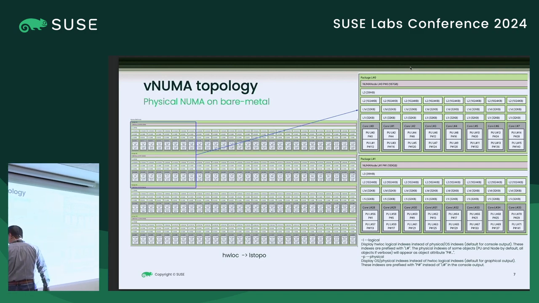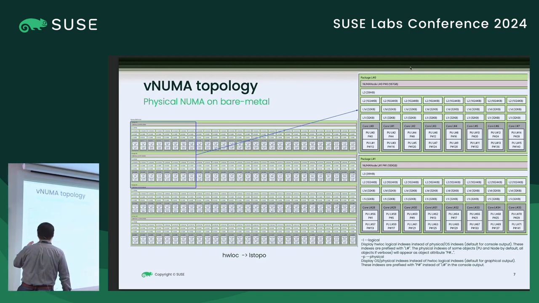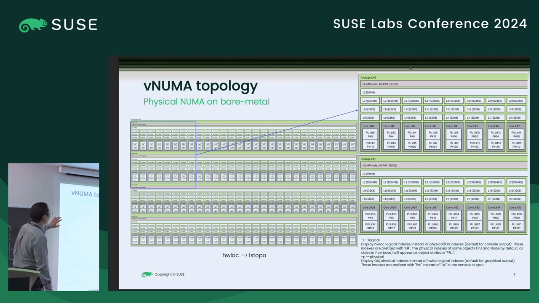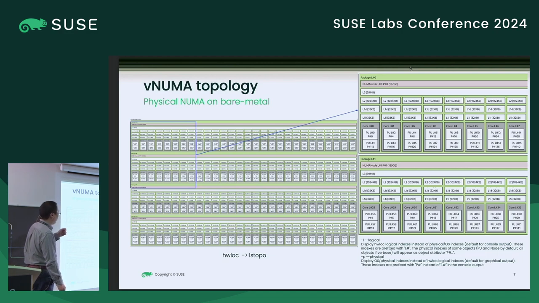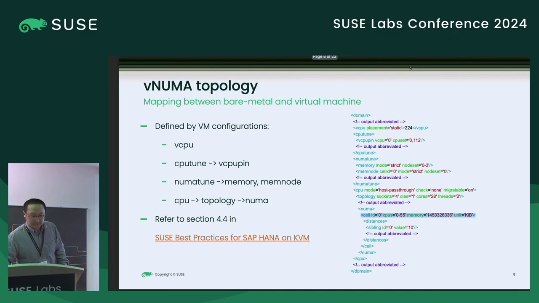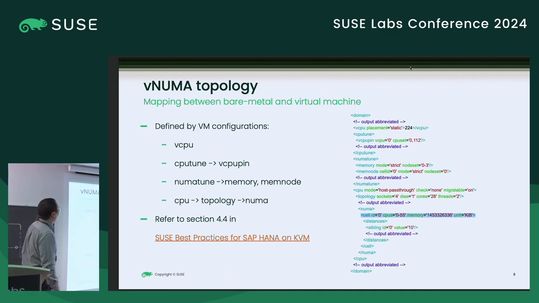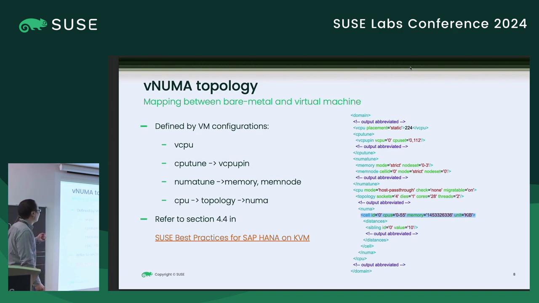Our goal is to build a VM with a topology as similar as possible to bare metal. Of course, based on the best practice, we need to use only part of the memory, because we need to allocate some memory to the host. So how do we map between the bare metal and the virtual machine?